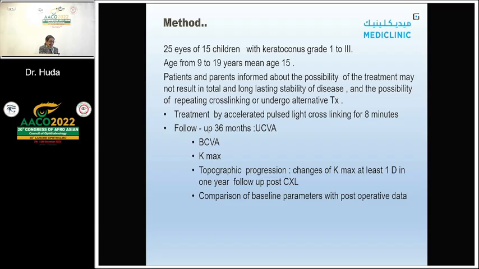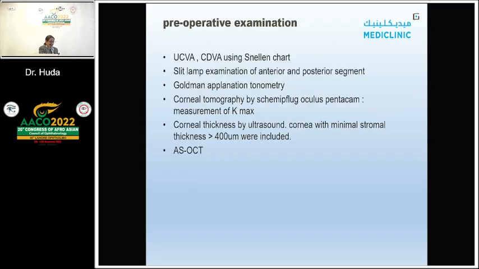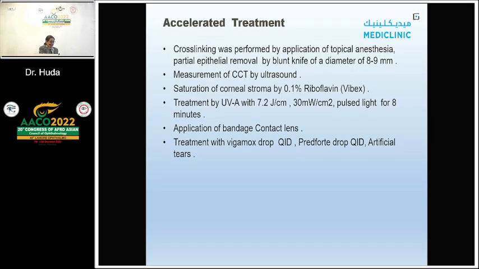The routine examination we did: the vision, the K-max, topography, comparison of the materials, and preoperative examination, the Sitram, Goldmann, all these routine tests. So for the accelerated protocol, what we did first was the application of anesthesia, and then I did epi-off of 9 millimeter. Then I usually measure the CCT by ultrasound just to make sure that the corneal thickness is acceptable.